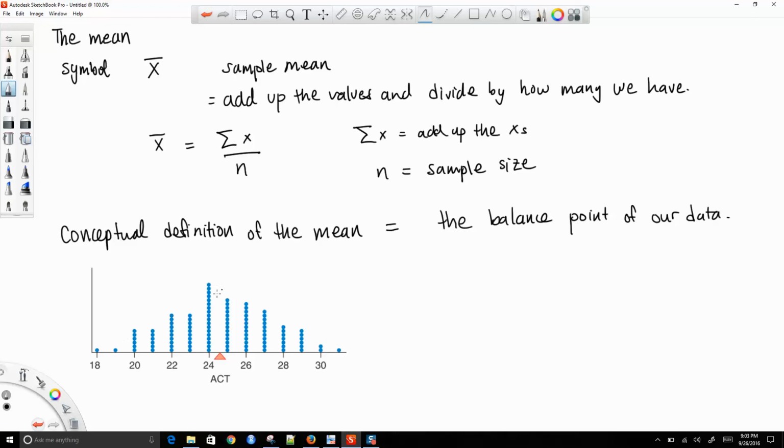You can imagine each of these dots being like a rock, or a stone, and we're putting it on a plank, on a seesaw, and we ask, where would I want to put the little triangle so that the seesaw stays balanced? We would put the fulcrum right here, like 24.5, and this is where the seesaw would be balanced. So if we put x bar equal to 24.5, the seesaw is balanced.